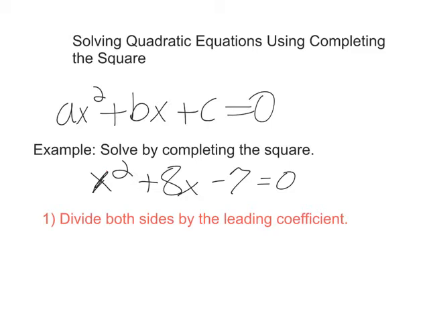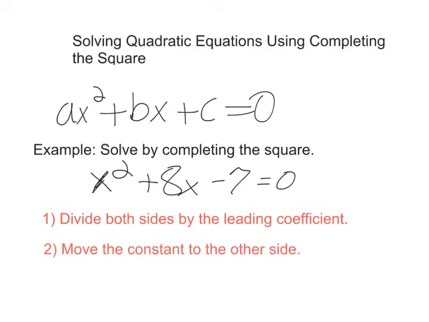Alright, so here's an example. Solve by completing the square: x squared plus 8x minus 7 is equal to 0. Your first step is to divide both sides by the leading coefficient. That's your coefficient on the x squared term right here, okay? That would be your a value. For this particular equation, the a is equal to 1, but if we divide each term here by 1, it's not going to change anything. So unless this is a number besides a positive 1, you don't have to divide through by that value, so we'll skip that step.